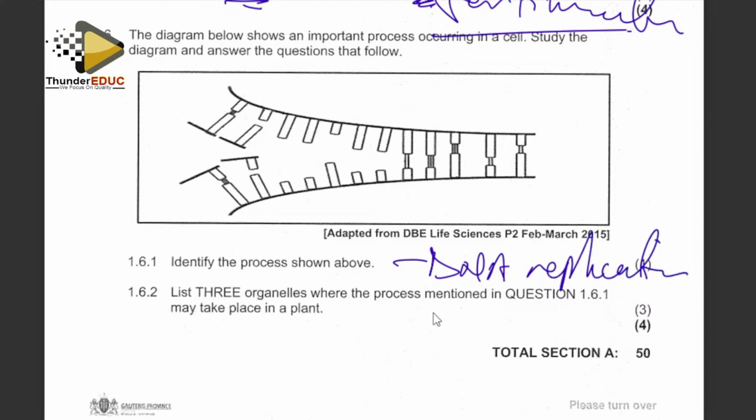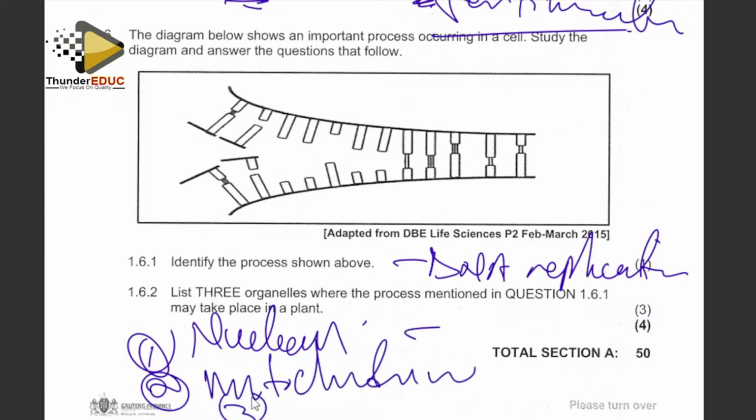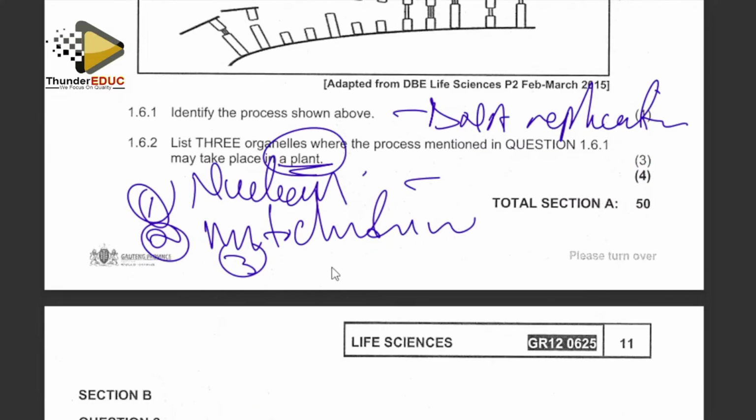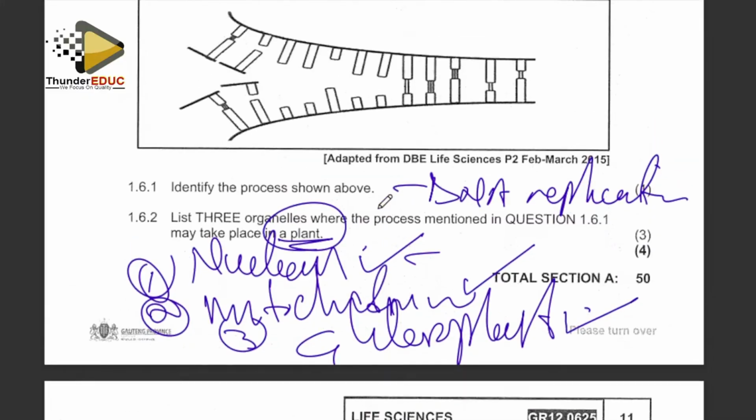List three organelles found. We talked about them. We say the nucleus. Number two is mitochondrion. Number three, they said in the plant cell, so even chloroplast. So we have the nucleus, we have the mitochondrion, we have the chloroplast. Three of them. DNA replication.